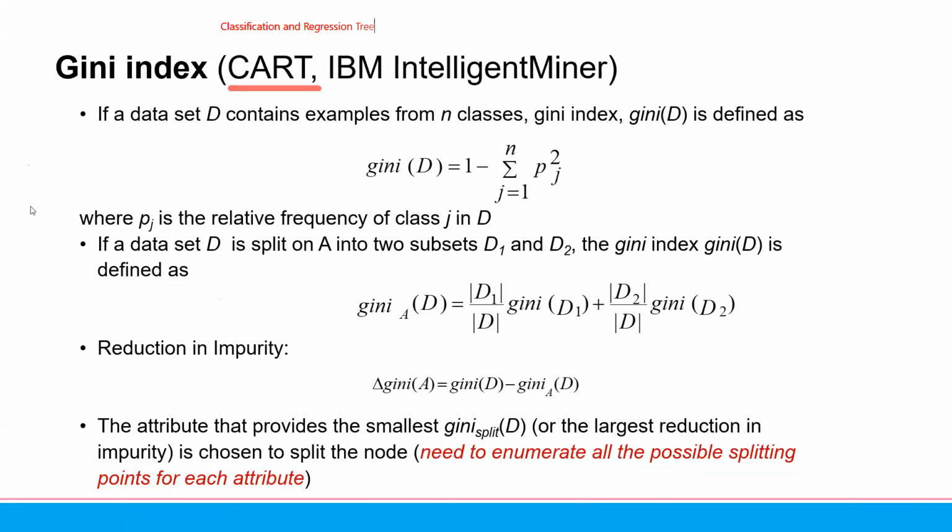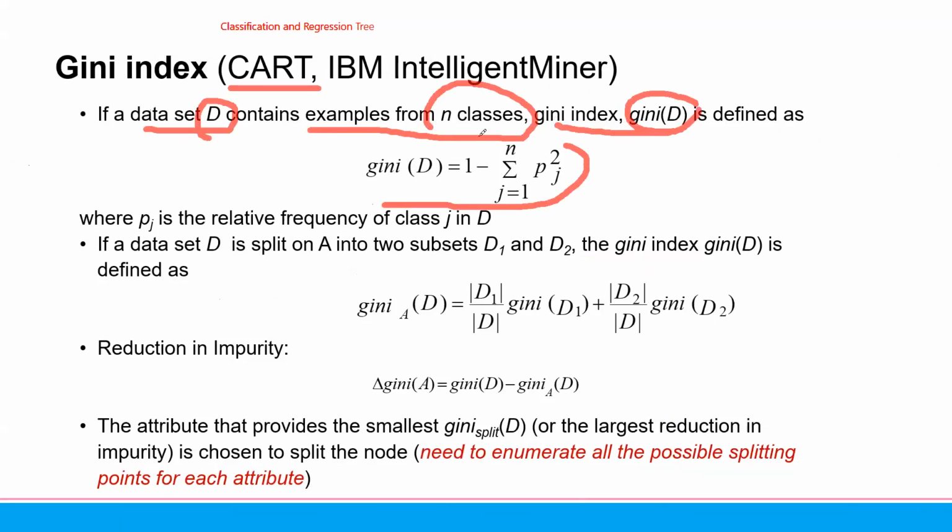In this Gini index, if there is a data set D, okay, we have D as a data set, it contains examples of n classes. So the Gini index, or Gini D, is defined like this: 1 minus the summation of the probability of j to the power of 2, for j from 1 until n, where Pj is the relative frequency of class j in D.